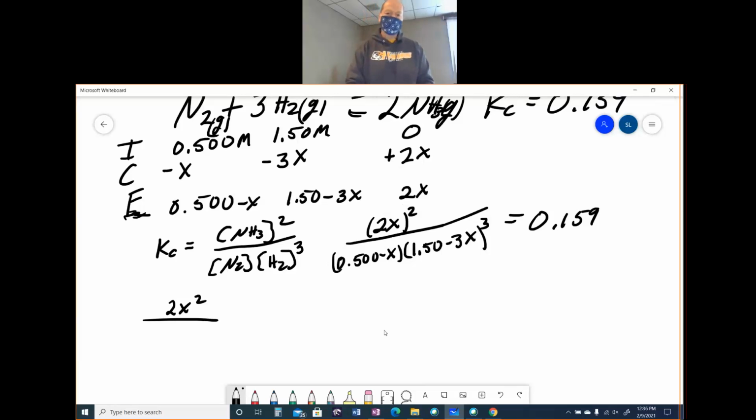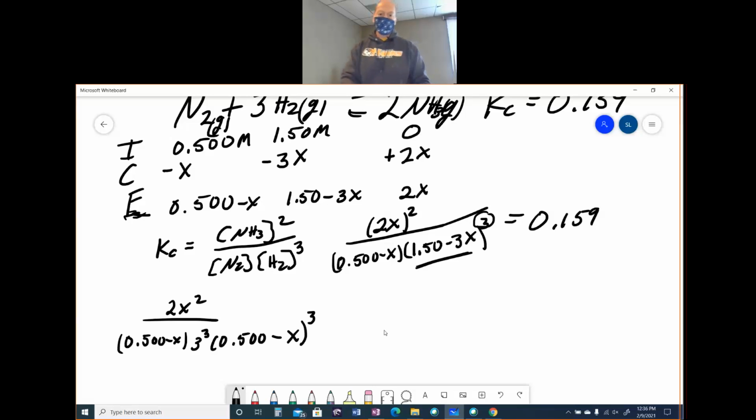I'm going to leave my 0.500 minus x. I can factor out a 3 here. All right, so out of this, I'm going to factor out a 3. But if you're factoring out a 3, you're factoring out a 3 to the 3rd. So I'm going to factor out a 3 to the 3rd. And then I have a 0.500 minus x, also to the 3rd. And that is equal to the 0.159.